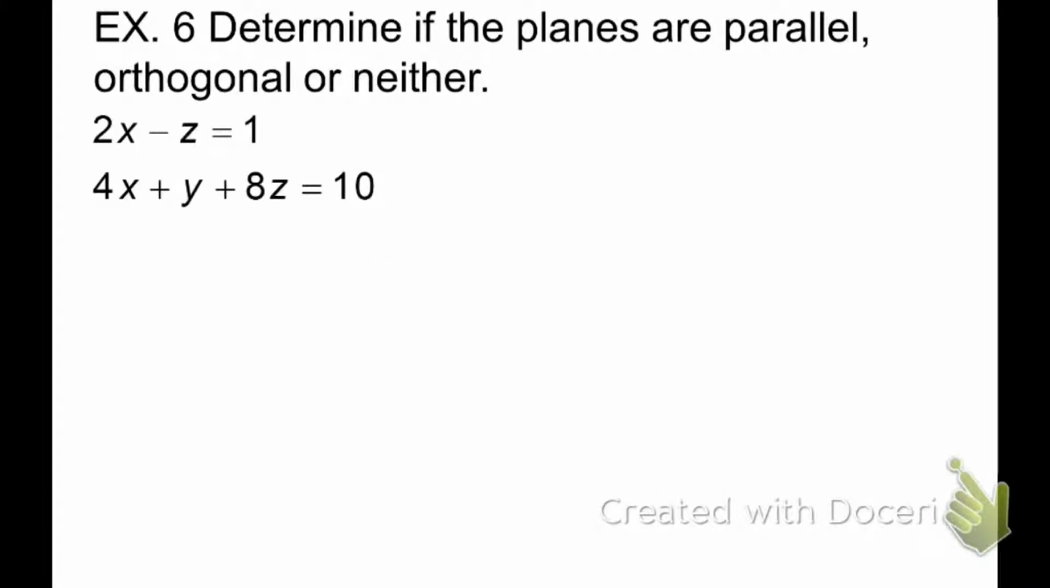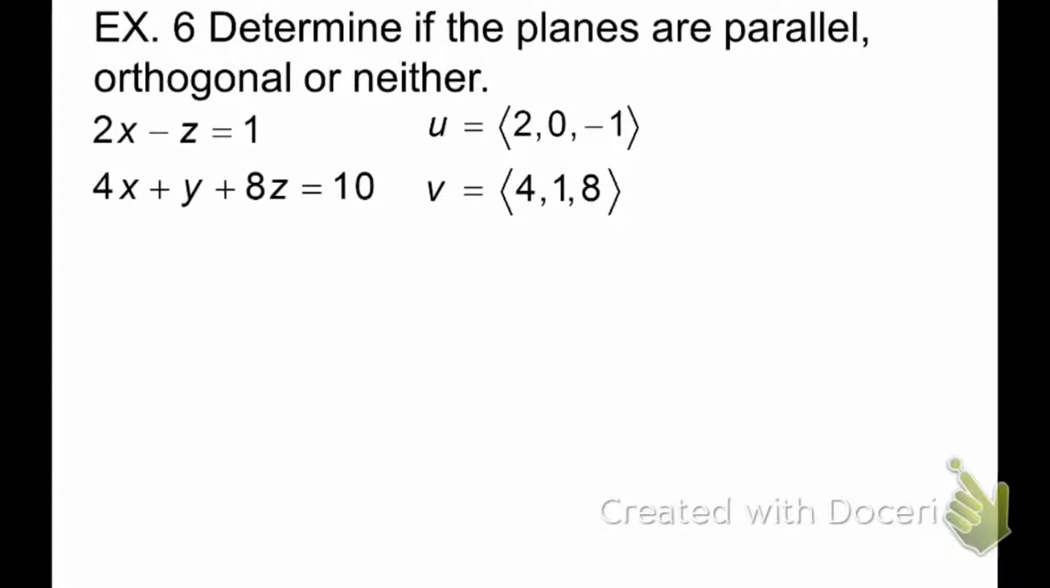Okay, number 6 wants us to determine if the planes are parallel, orthogonal, or neither. So from the problem that we did earlier, when we plug in the vector and the point into that general equation, the numbers that are in front of the x, y, and z, or the coefficients of x, y, and z, were the components of the vector. So we're going to take those out of these two planes, then determine if they're parallel, orthogonal, or neither. So for this first plane, the vector is (2, 0, -1). So it's 2x plus 0y minus 1z. Same thing for the next one.